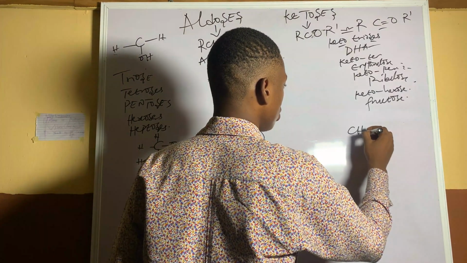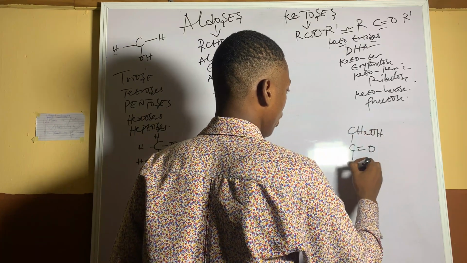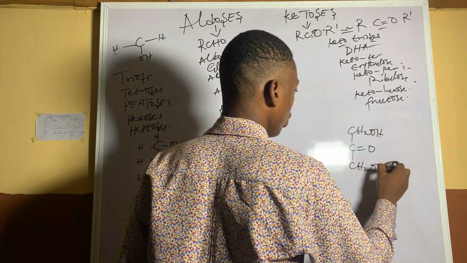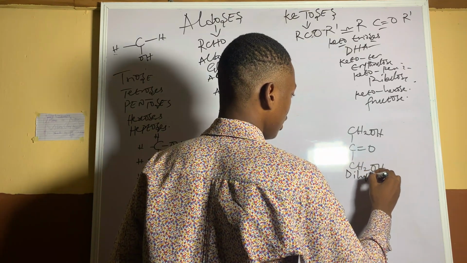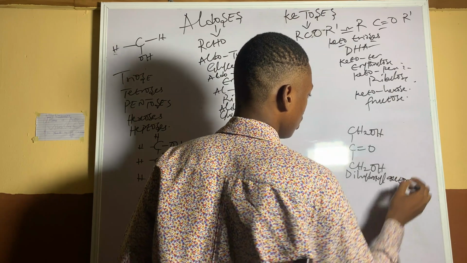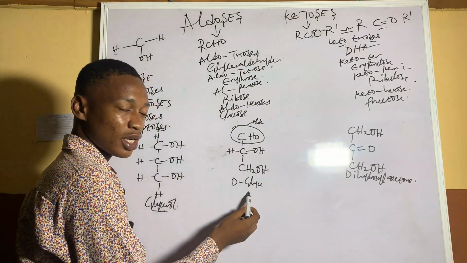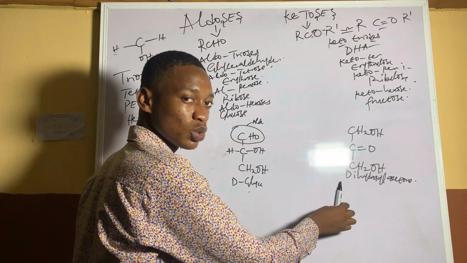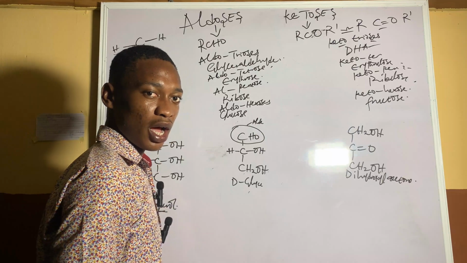We have something like CH2OH, we have C double bond O, and then we have CH2OH. This is dihydroxy acetone. Are we there? So this is aldotriose. What's the name of this aldotriose? Glyceraldehyde. This is ketotriose. What's the name of this ketotriose? Dihydroxy acetone. Are we following?